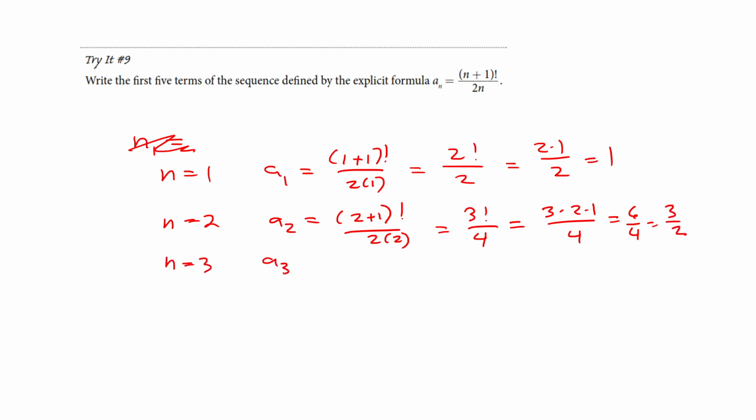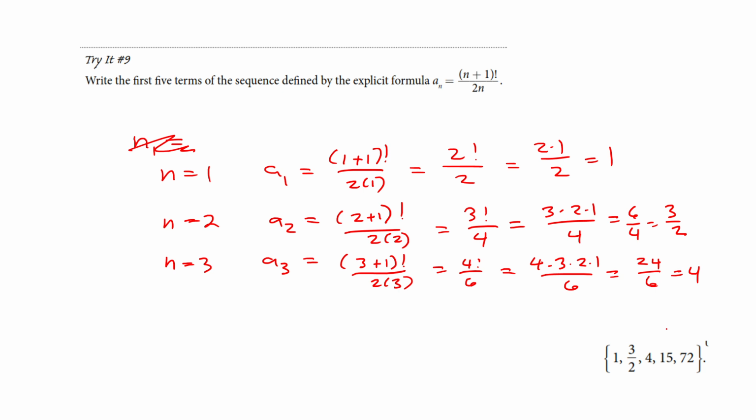Okay, let's go one more time here. So we've got 3 plus 1 factorial over 2 times 3. So we've got 4 factorial over 6. So now 4 times 3 times 2 times 1 over 6. It's going to give me 24 over 6, which turns out to be 4. Okay, we could keep going in this way. I hope that makes sense. We've got a couple more to do, but I think I've got them here. We'll also get 15 and 72.